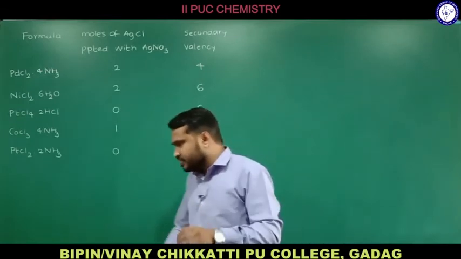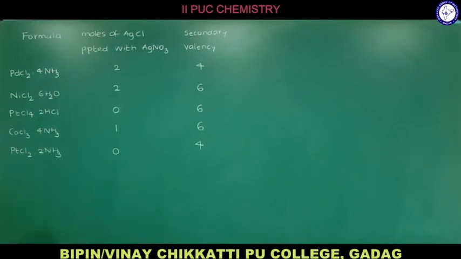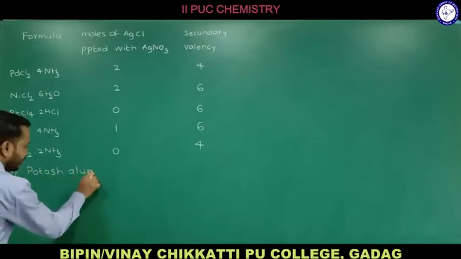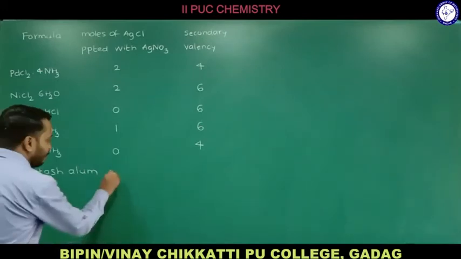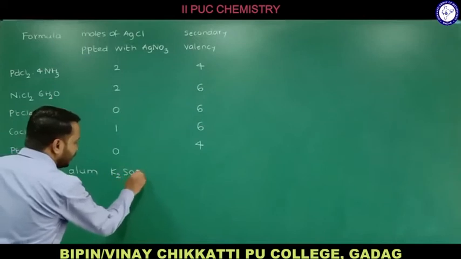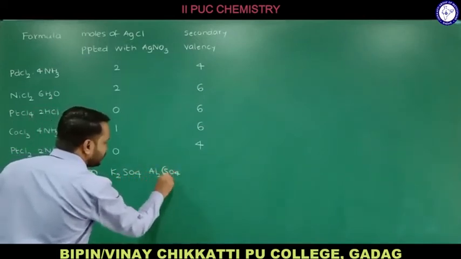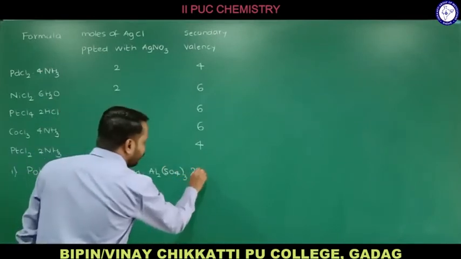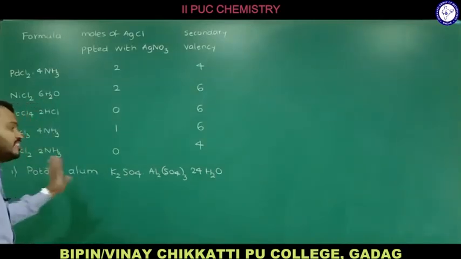Now I consider some other examples. We'll try to see what is the difference in these compounds. One particular example I am going to consider is potash alum. The name I have written, potash alum, and let me write the formula here. The formula of potash alum is K2SO4 Al2(SO4)3 24H2O.